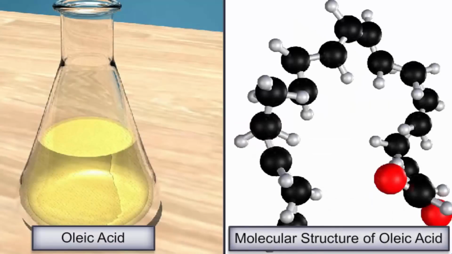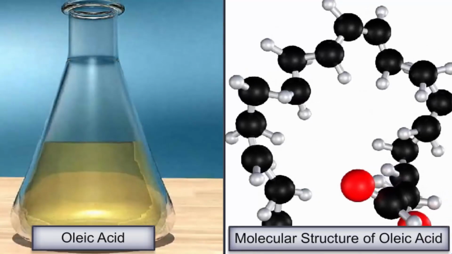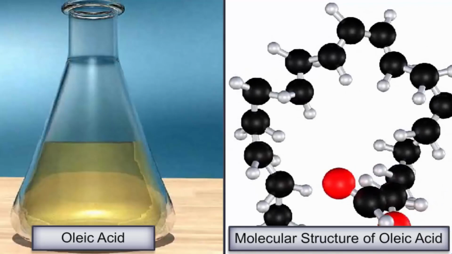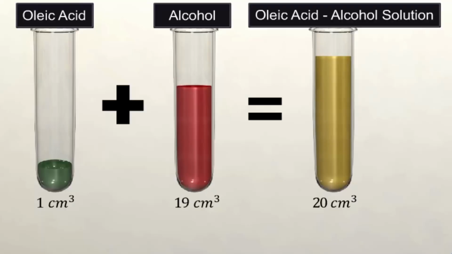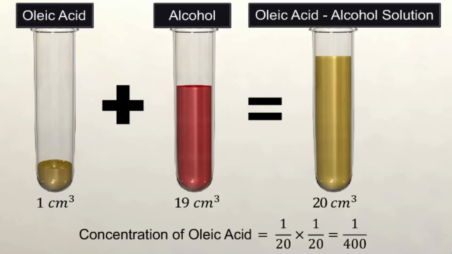Let us take some oleic acid. Oleic acid is a soapy liquid with large molecular size, of the order of 10 power minus 9 meter. To start with, we prepare a 20 cc alcohol oleic acid solution with 1 cc of oleic acid in it, and dissolve 1 cc of this solution in alcohol to dilute it to 20 cc. This makes the concentration of oleic acid 1/400th part of the solution.